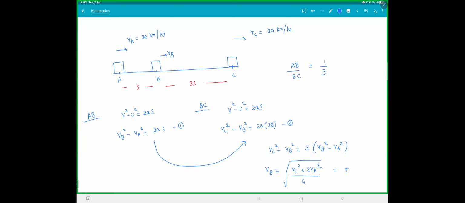How much did you guys get? You got 5 root 21, it seems. So maybe that's the answer. You can check it out. So can you show the question, please?